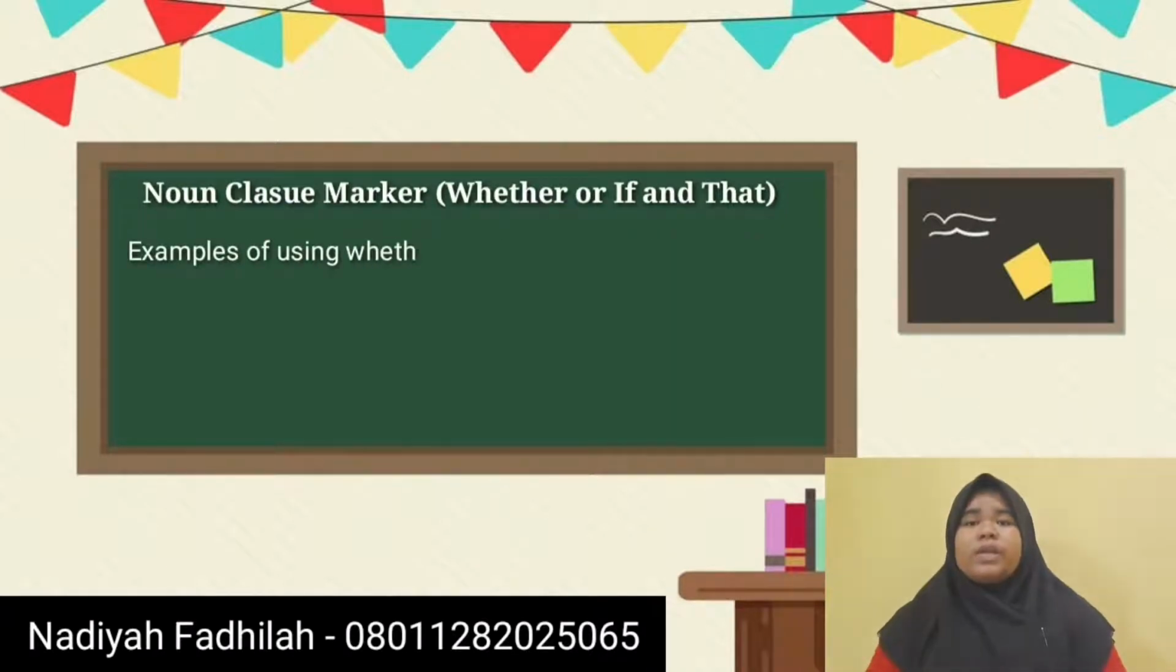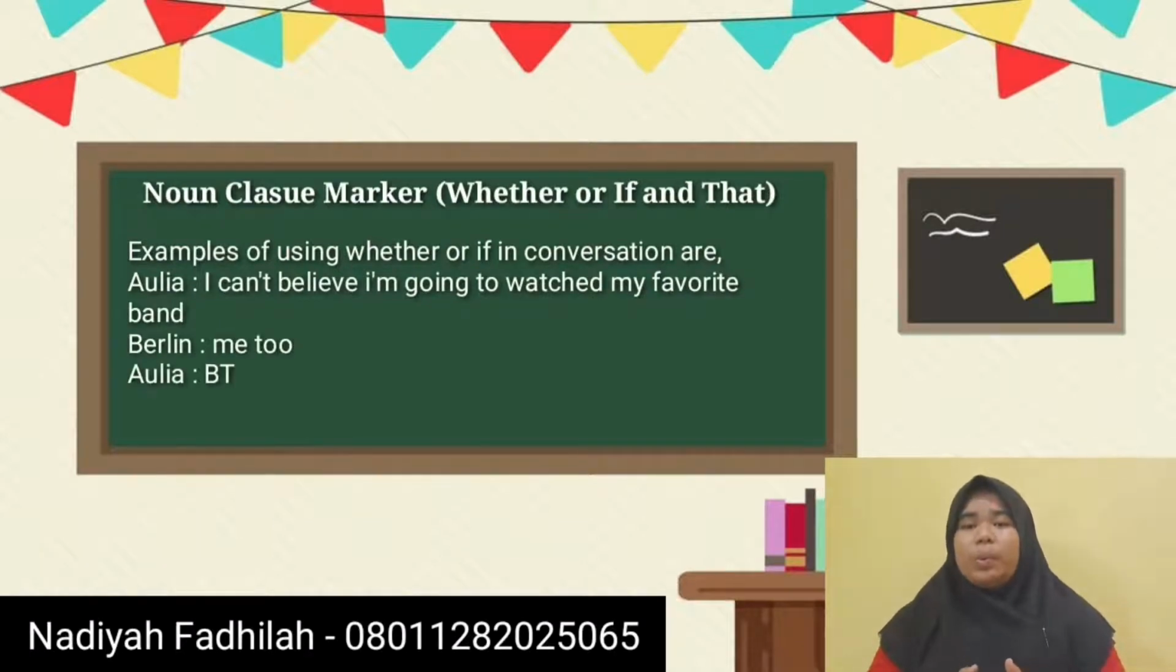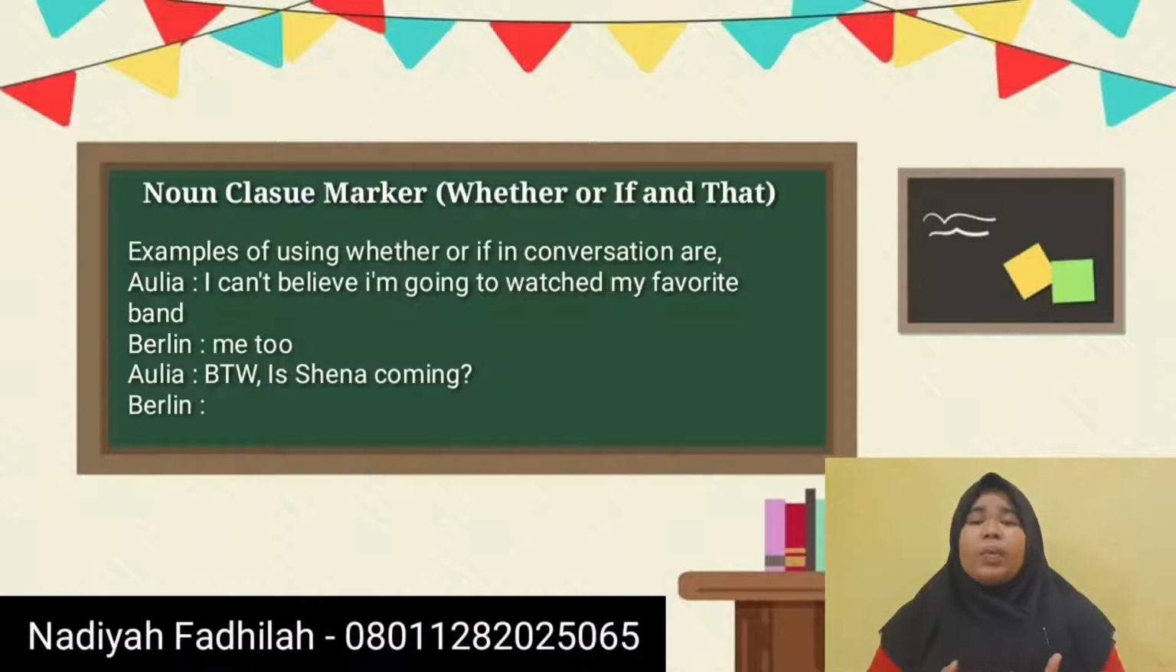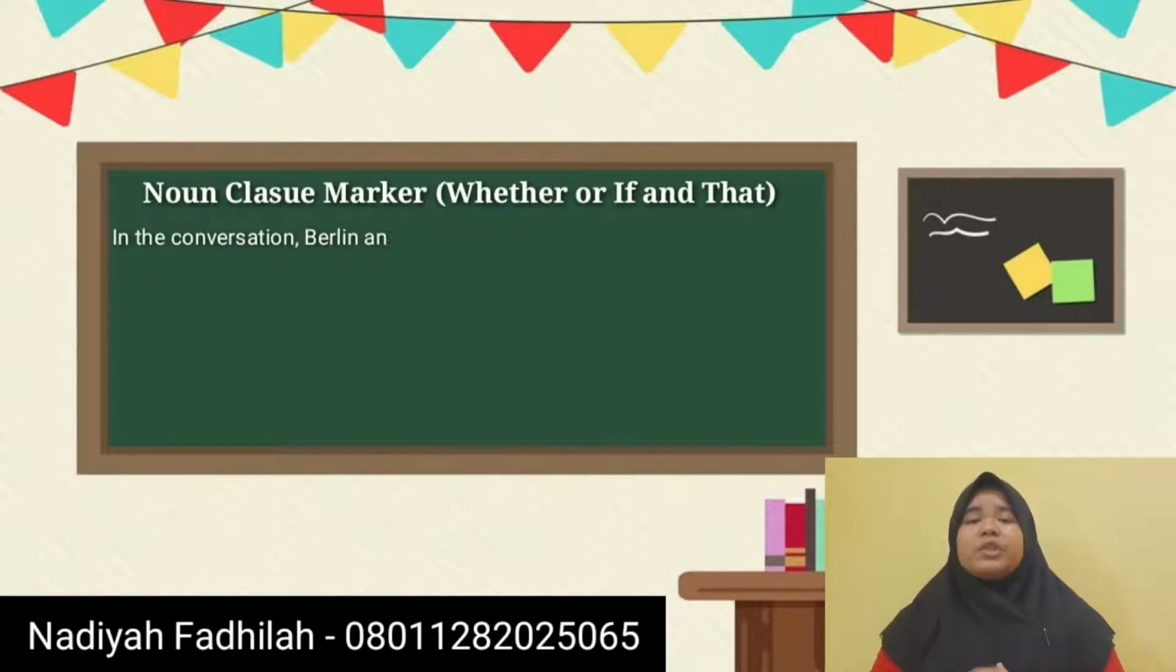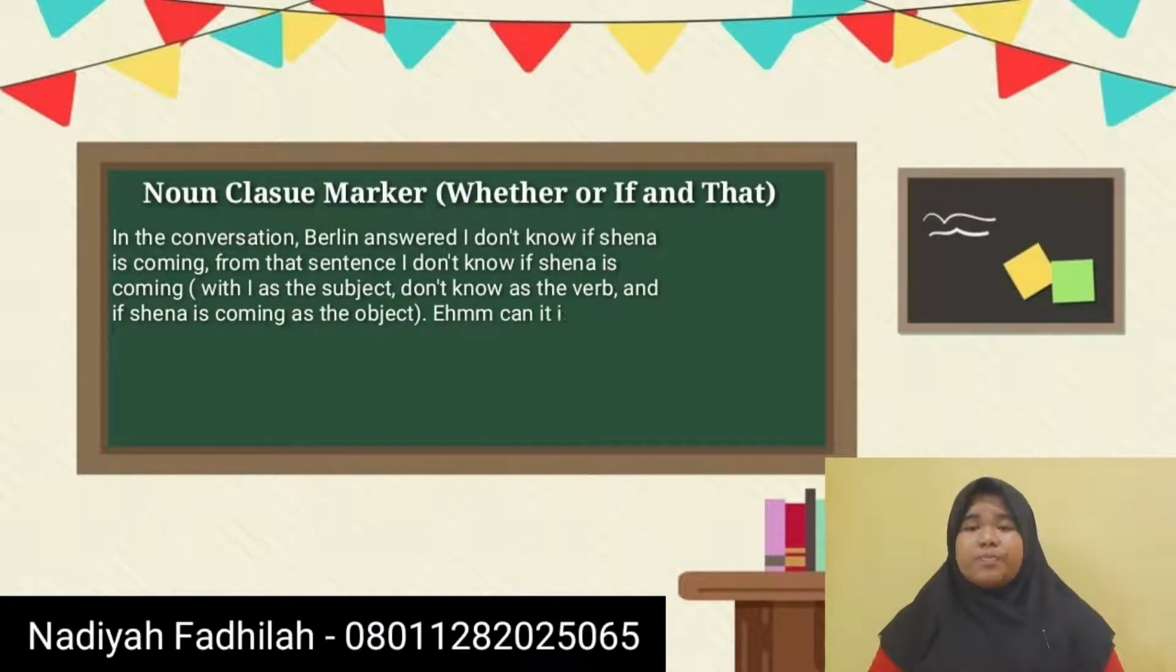Example of using whether or if in conversation are: Aulia, I can't believe I am going to watch my favorite band. Berlin, me too. Aulia, by the way, is Sena coming? Berlin, I don't know if Sena is coming. In the conversation, Berlin answered, I don't know if Sena is coming. From that sentence, I is the subject, don't know is the verb, and if Sena is coming is the object.